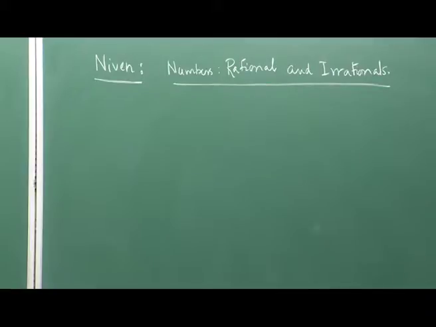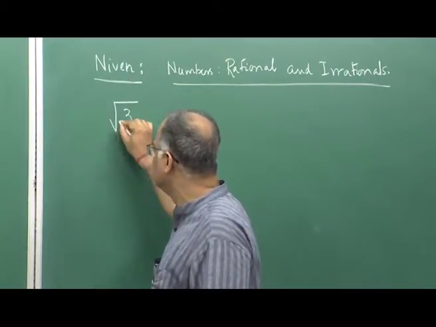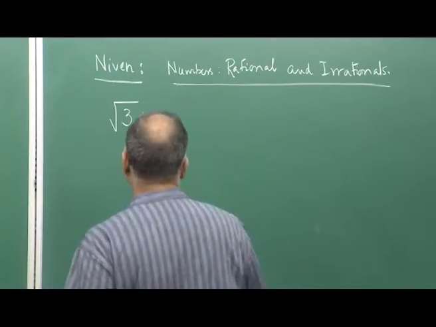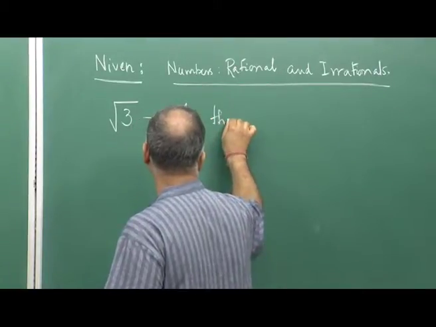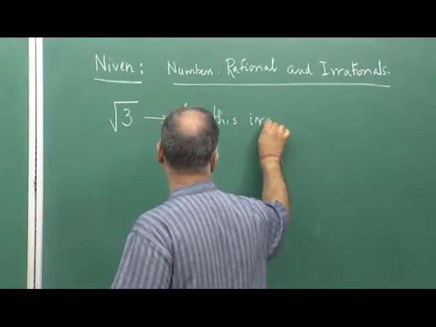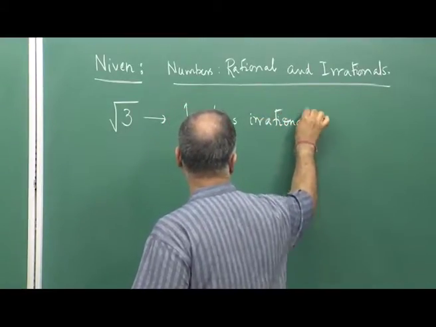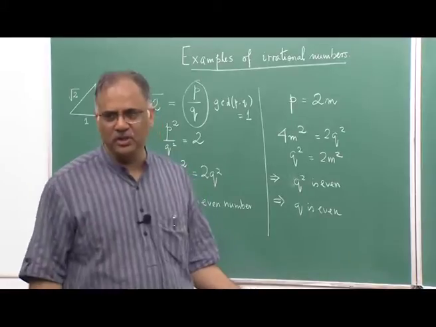So, he asks a question, what about root 3? Is it rational or irrational? Is this irrational? That is the question. In your school you are never asked this question, even in your standard calculus courses you never ask the question, why should root 3 be irrational.